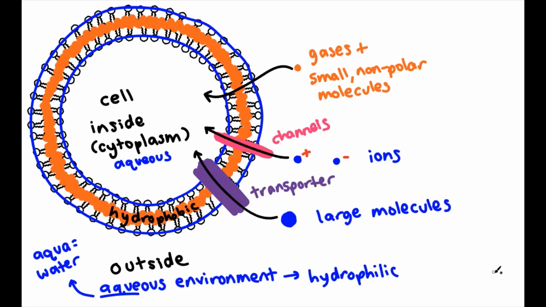So that's it. Now you know what the cell membrane is made of and what makes it semi-permeable. In the next video, we will go over the organelles inside the cell.